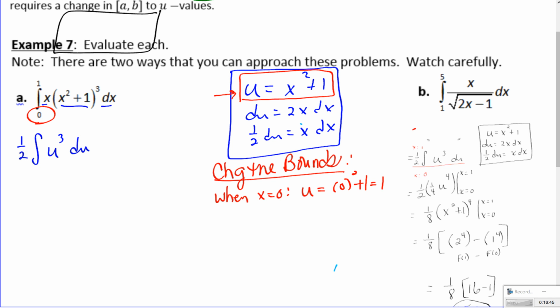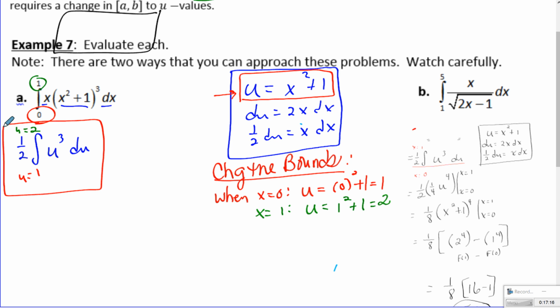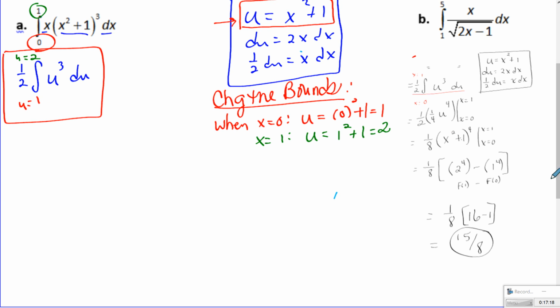So it's on the bottom, it stays on the bottom. I replace 0 with 1. When x is the upper value of 1, u becomes 1 squared plus 1, or 2. So I replace the upper bound now with 2. These are now sitting in u values, which is perfect. This entire integral is just fine. It's all in terms of u, and I am not going back to x's now.